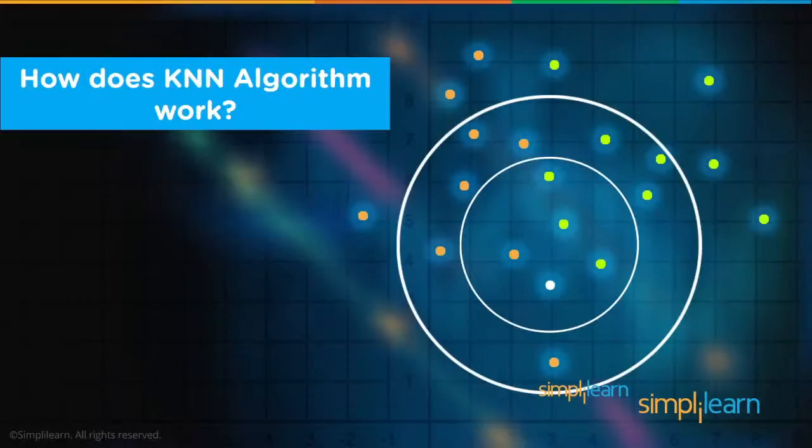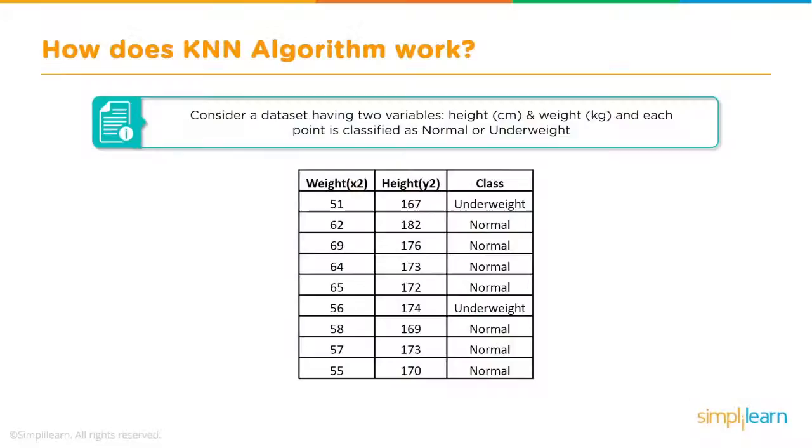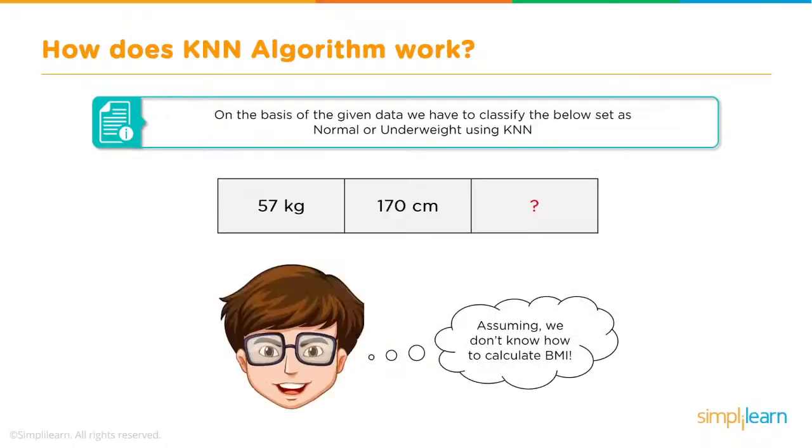How does the KNN algorithm work? Consider a data set having two variables, height in centimeters and weight in kilograms. And each point is classified as normal or underweight. So we can see right here we have two variables, true, false. They're either normal or they're underweight. On the basis of the given data, we have to classify the below set as normal or underweight using KNN. So if we have new data coming in that says 57 kilograms and 177 centimeters, is that going to be normal or underweight?